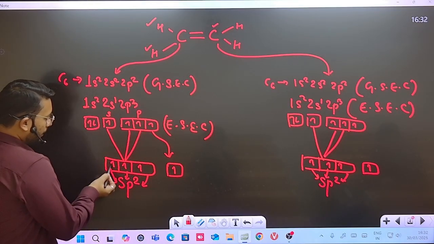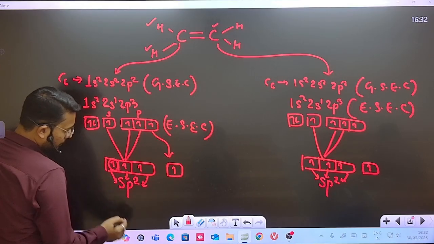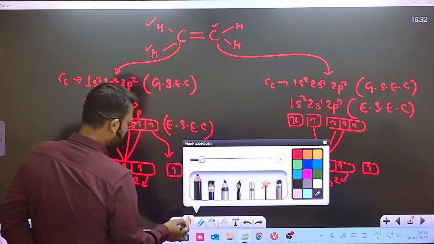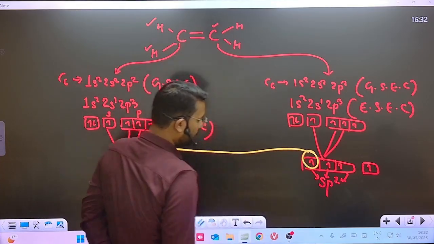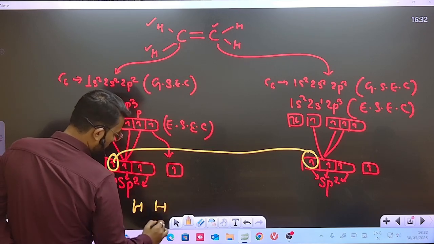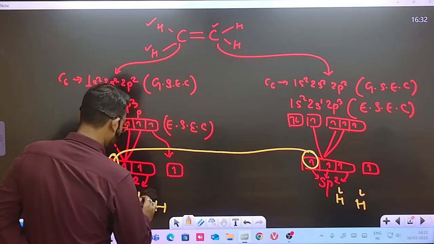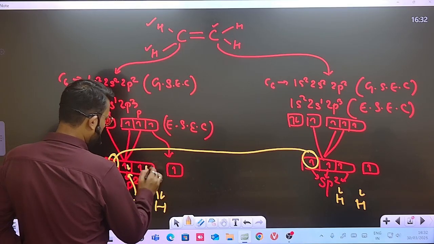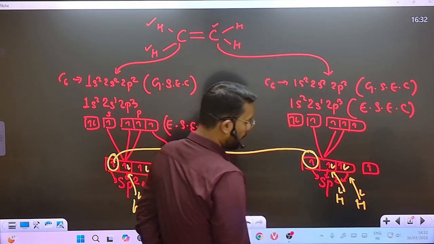So if this carbon is doing bonding with this carbon, this electron will be doing bonding with this electron, and the hydrogens, 2 here and 2 here, which have 1 electron each, will be doing bonding with these orbitals, and these 2 hydrogens will be doing bonding with these 2 orbitals. I hope I am clear with this.